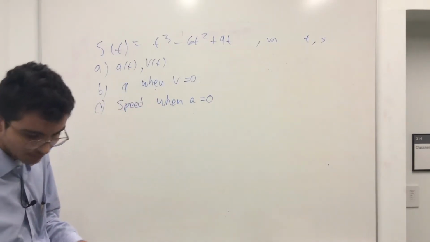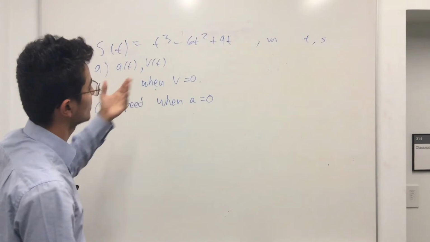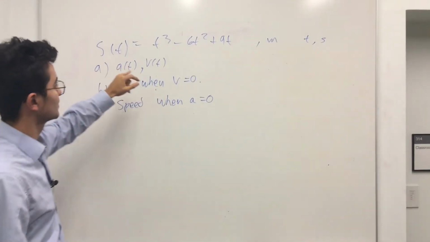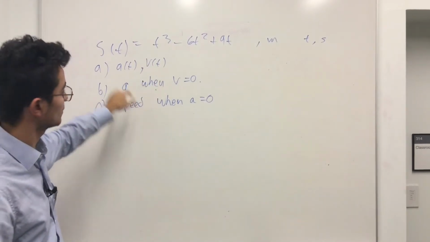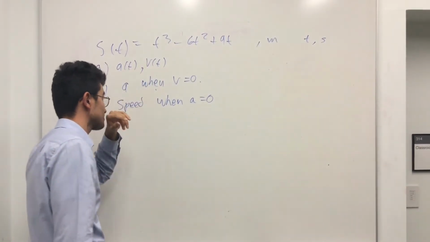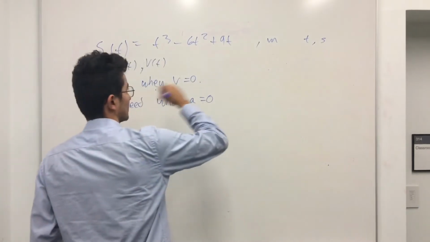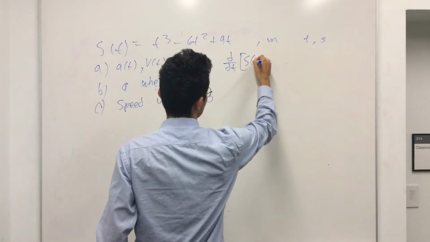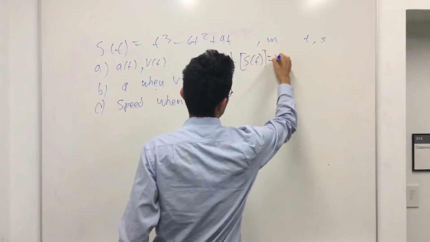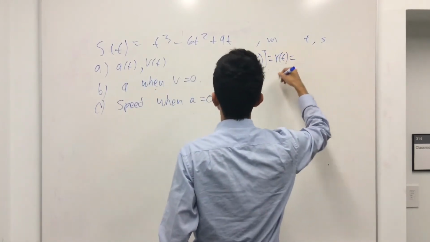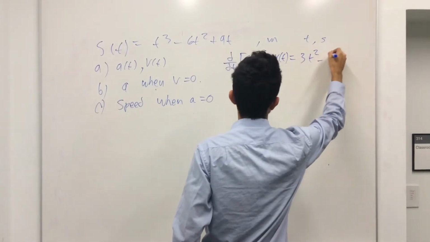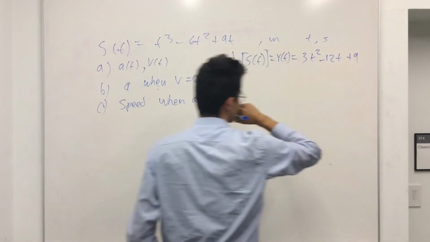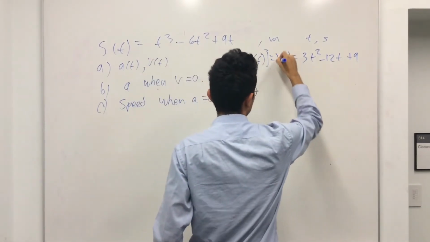Now, for this problem, it's pretty straightforward. We know that the first time derivative of the position function is the velocity, and the first time derivative of the velocity function is the acceleration function. So we can go ahead and find the velocity. d over dt of the position function is equal to the velocity function, which is equal to 3t squared minus 12t plus 9.